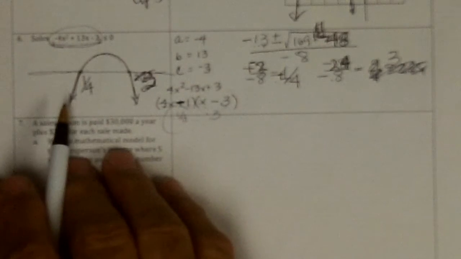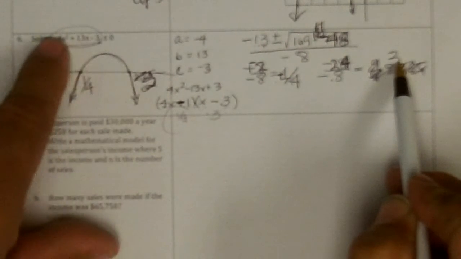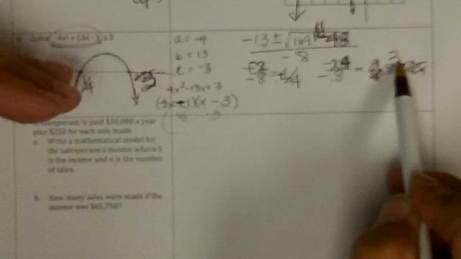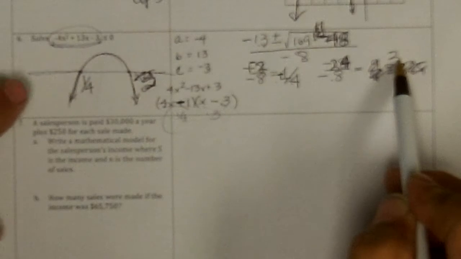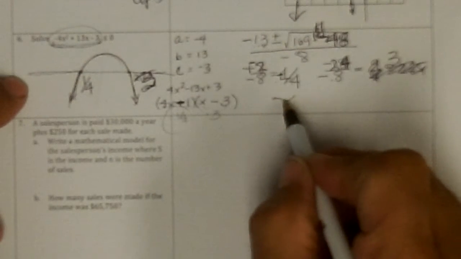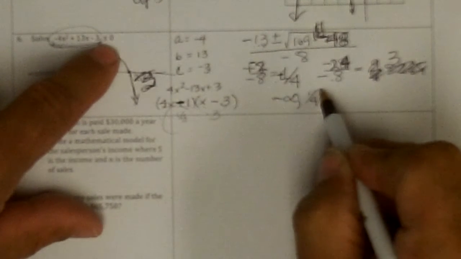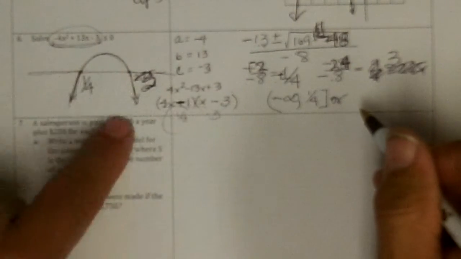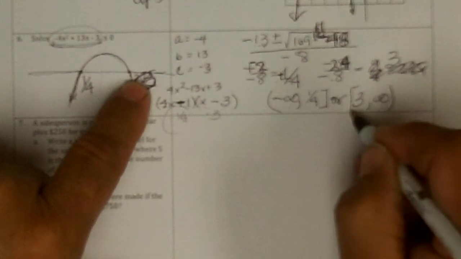So now how do I express my solution? This is where it's equal to 0, but I want it to be less than 0. That would be for the x's down here, where the parabola is below the x-axis and the y values are negative. That happens from negative infinity up to 1/4, and it's equal to 0 at 1/4, so I can include it because it says equal. Or I can go from 3 to infinity, and I can include the 3.